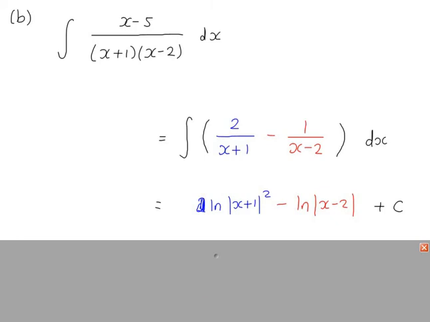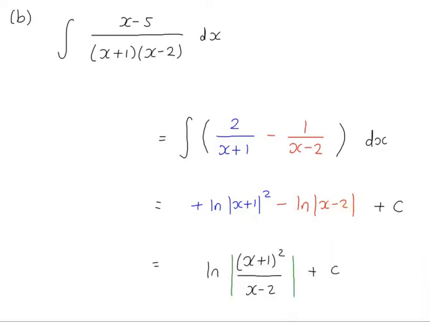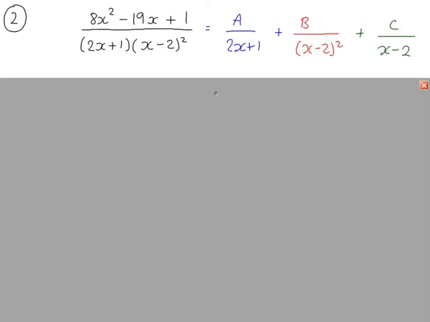This term is positive, there's a plus here, so the x plus 1 squared will go into the numerator. This is a negative term, so the x minus 2 goes into the denominator like this. The modulus is necessary if we have limits of integration to use. If not, we can use normal curved brackets.